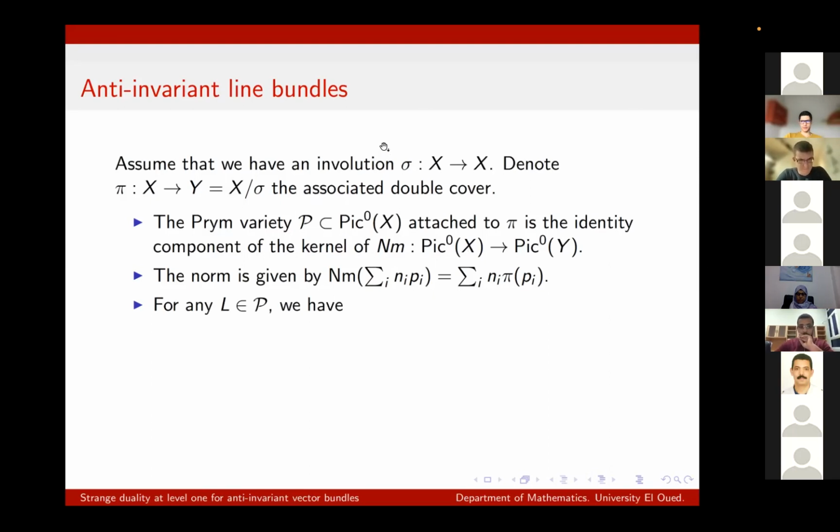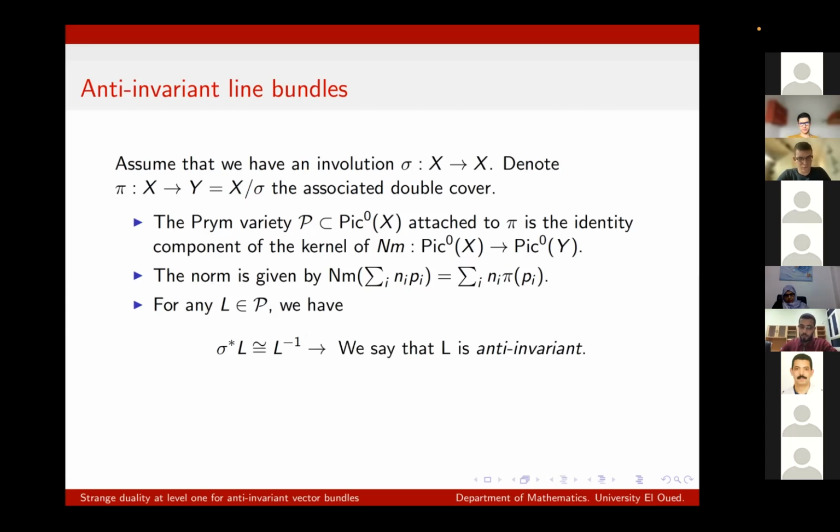Given a line bundle in P, it verifies this equation: if you pull it back by the involution sigma, then you recover the dual of the line bundle. And a line bundle is in the Prym variety if and only if it verifies this, at least in the connected case, I mean, in the ramified case. Otherwise, there are two connected components, but it's not a big problem. So this condition defines the line bundles of P. We call a line bundle that verifies this condition anti-invariant.